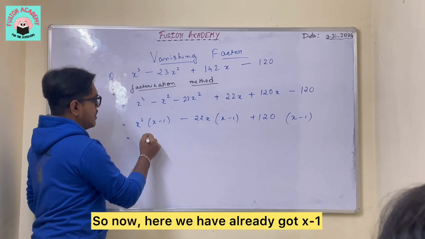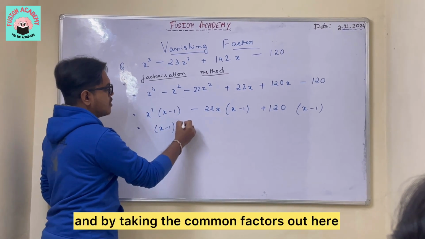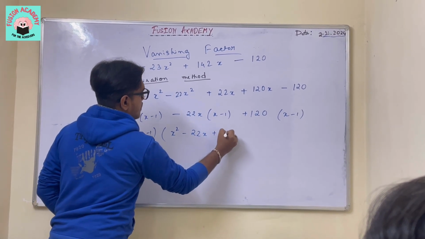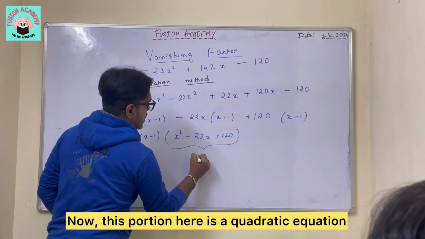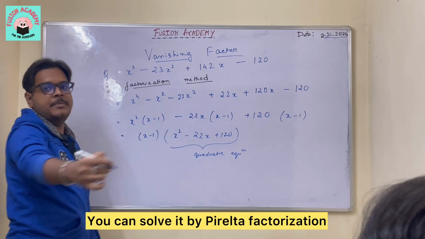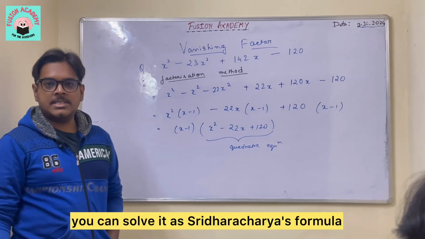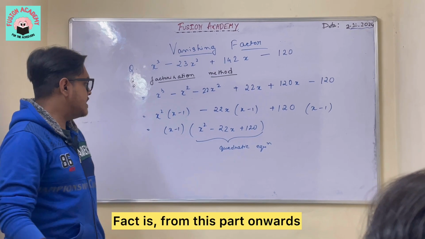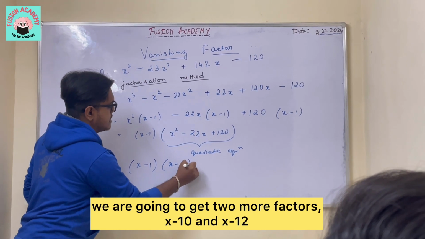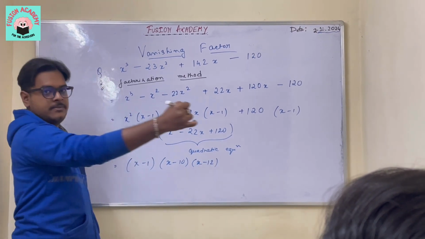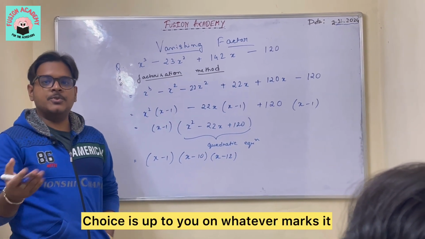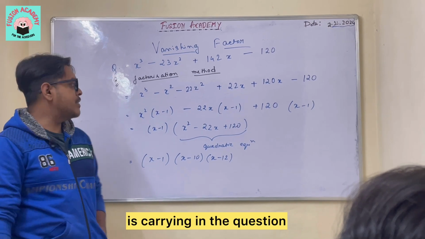So now here we have already got x minus 1. And by taking the common factors out here, we are getting x square minus 22x plus 120. Now this portion here is a quadratic equation, as you already know. You can solve it by middle term factorization, you can solve it by Sridharacharya's formula, it doesn't matter anymore. Fact is, from this part onwards, we are going to get two more factors, x minus 10 and x minus 12. Whether you do it by middle term, whether you do it by Sridharacharya, you are going to get the same answer. Choice is up to you on whatever marks it is carrying in the question.